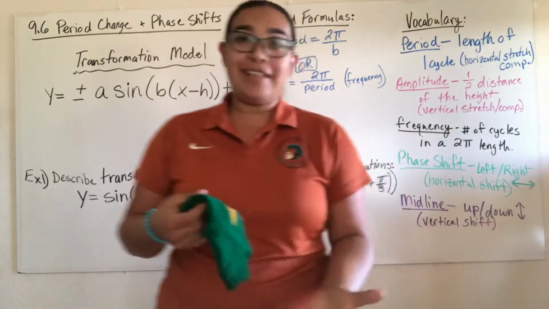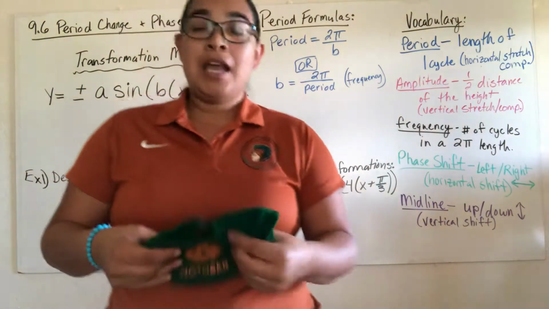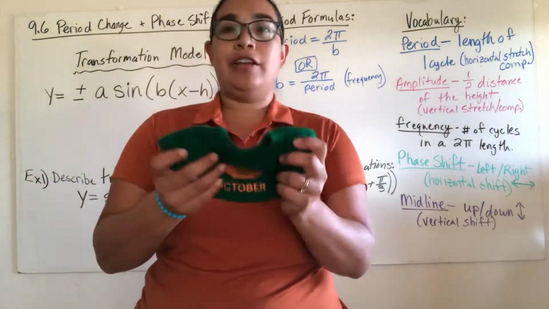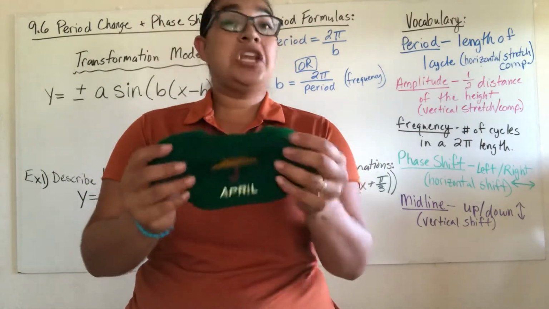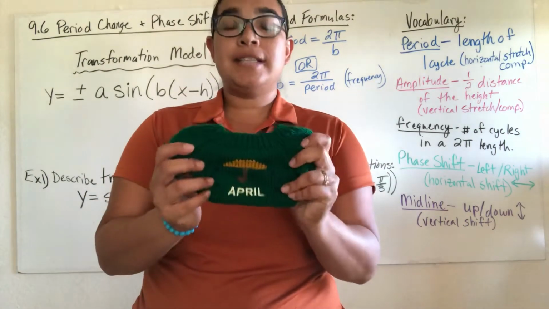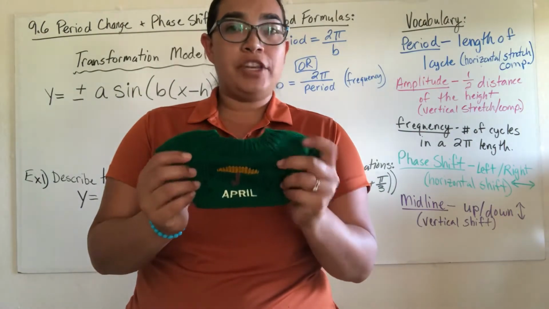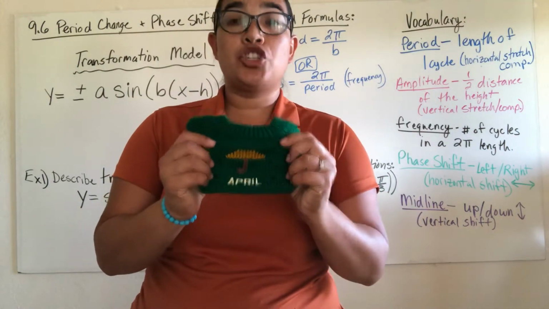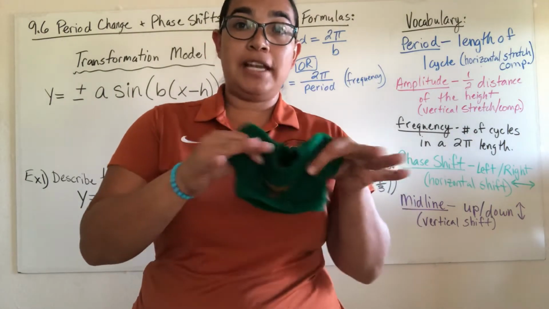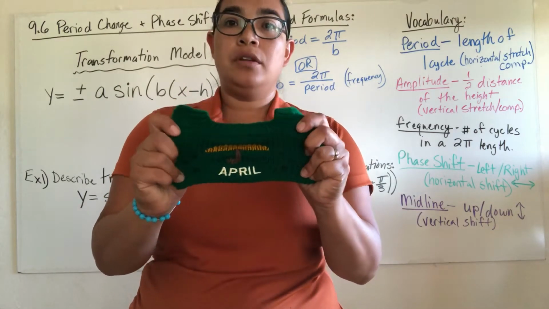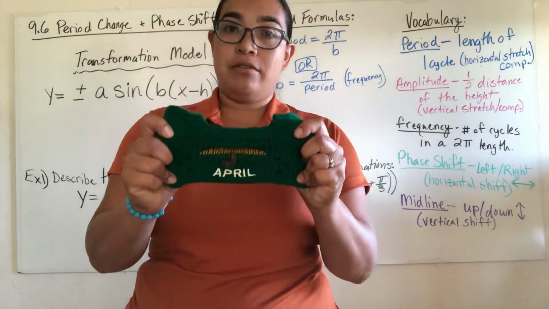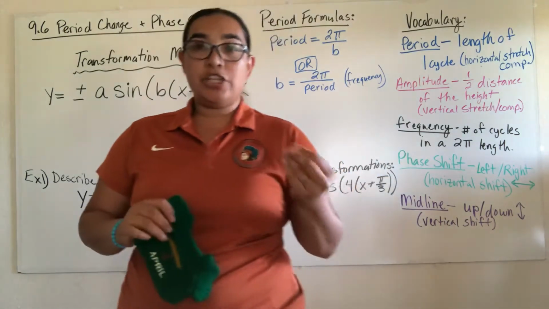I don't have anything fancy. I wish I had a slinky. That would have been awesome. But take a look at this shirt here. It says October. Let's make it say April. So here it is, it says April. If you think about this shirt and you say, I'm going to stretch this horizontally, meaning left to right, watch what happens to the umbrella and the word April. They get stretched out. That's exactly what a period change is doing here.